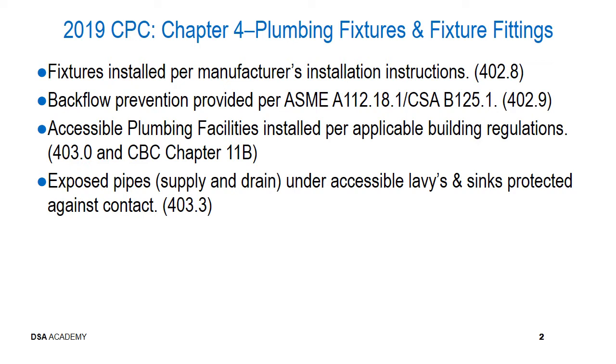Exposed pipes, supply and drain, under accessible lavies and sinks are protected against contact. Now, this is something that's been in effect forever, as long as I can remember. It's been in Chapter 11B of the CBC forever, and it is very important that the California Plumbing Code is also in agreement with the accessibility individuals and designers that anything that's underneath a lavy or a sink is protected against contact. So this includes hot water, cold water, the valves, and the P-trap.